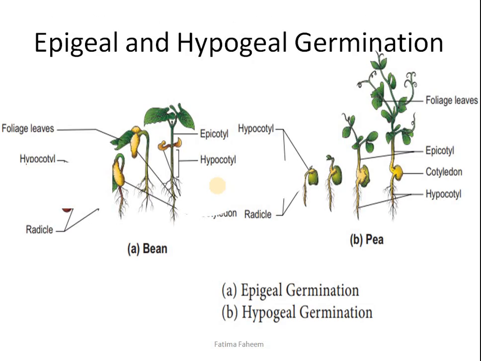Here in this diagram, I have elaborated the difference between epigeal and hypogeal germination. I told you that epigeal germination is the one in which the cotyledons come out of the soil, while hypogeal germination is where the cotyledon stays inside the soil. It does not come out with the seedling.